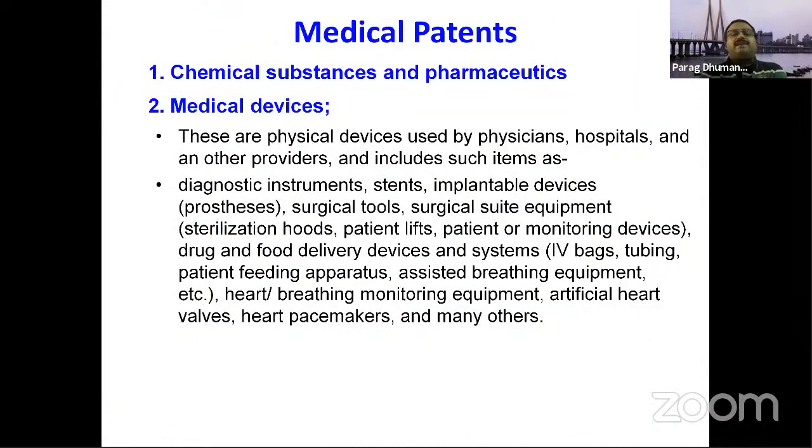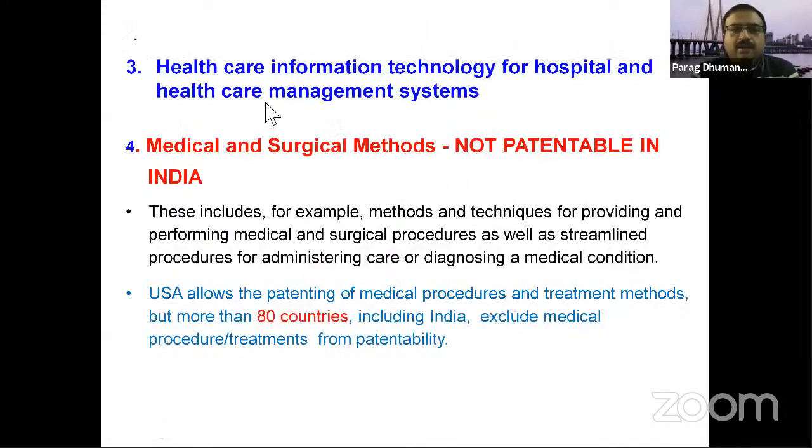So these are the various categories of the medical patents. The chemical substances and the pharma is a huge field. Then medical devices. So practically everything, implantable devices, stents, tools, surgical instruments, IV bags, tubes, everything is covered by the patents. Healthcare information in the hospital and the technologies used can also be patented.